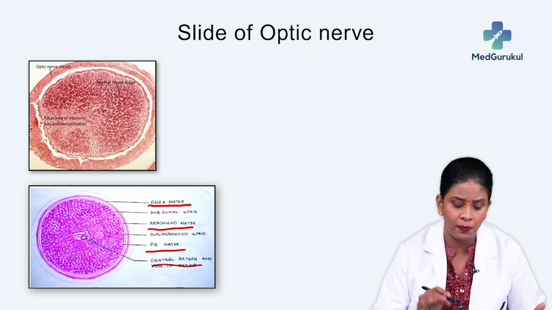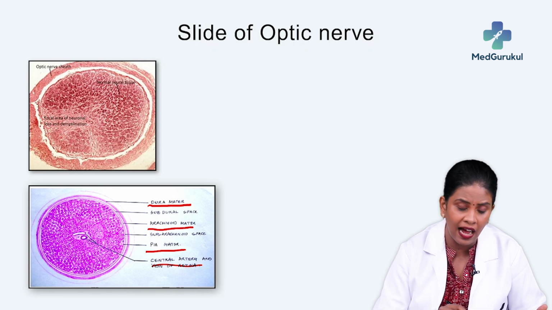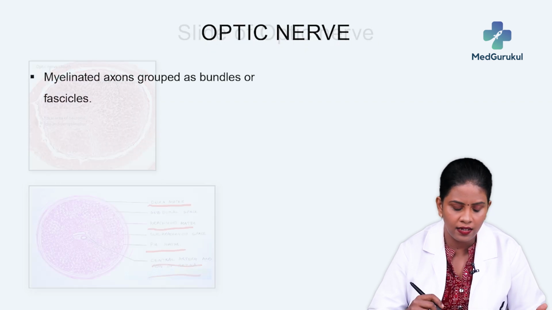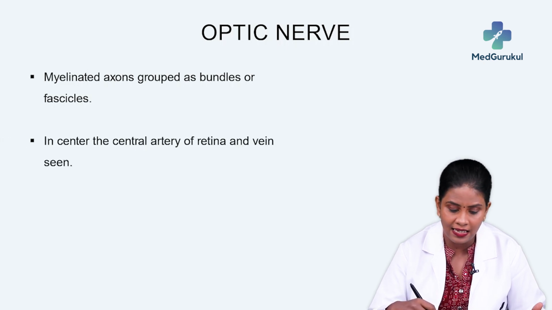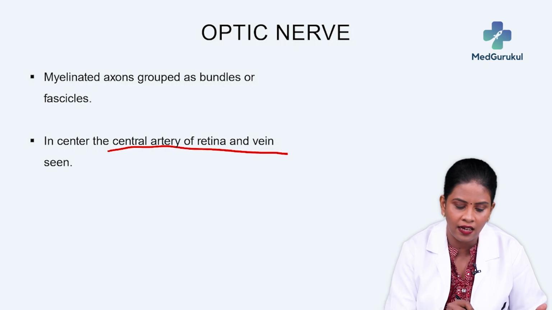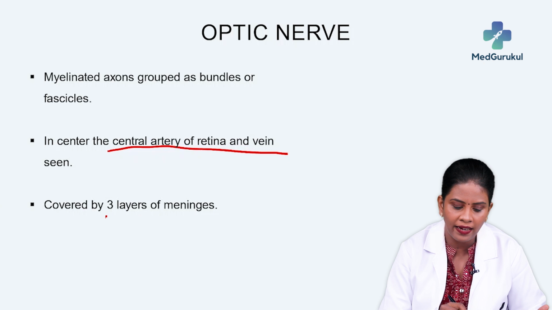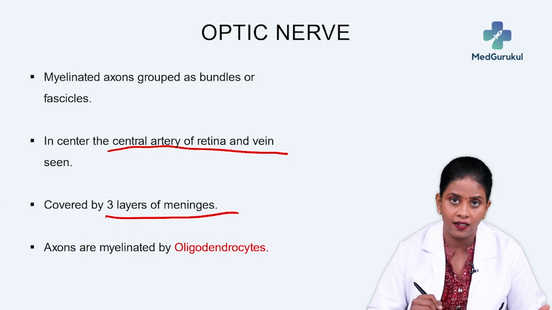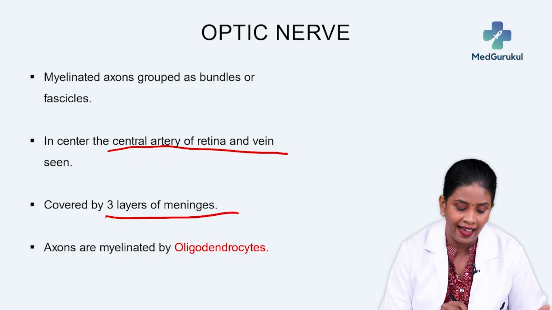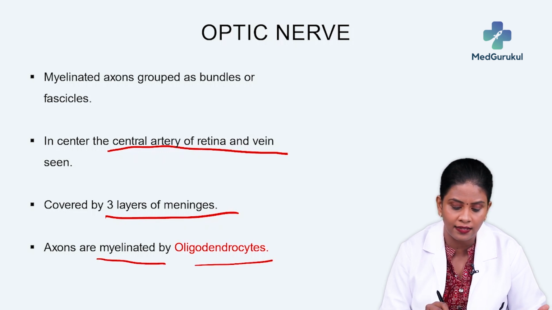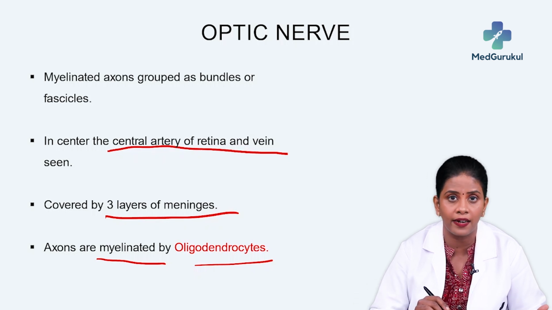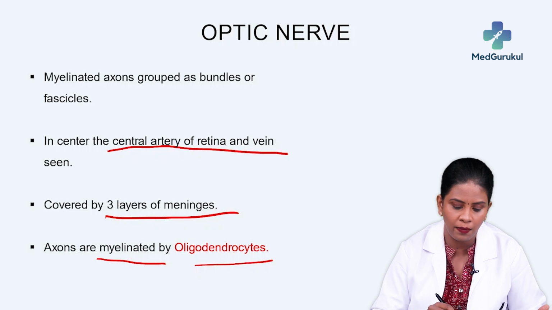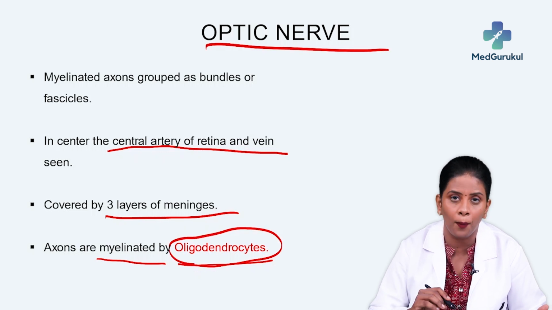This optic nerve will be covered by the meninges with the central artery of retina in the center. Remaining all other features are the same. So, we will see its myelinated axons grouped as bundles or fascicles, and in the center you have the central artery of retina and vein, and it is covered by three layers of meninges. In all other peripheral nerves, the axons are myelinated by what cells? In the peripheral nervous system, by Schwann cells. Here it is oligodendrocytes. So, myelination is done by oligodendrocytes in the optic nerve.